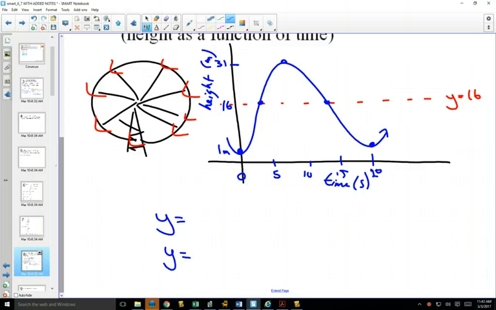So if we look at this, can you tell me what your D, A, and B values are? We're going to leave the C value out because that changes depending on which graph you pick. What's our D value? 16. What's our A value? 15, because that's our amplitude. What's our B value going to be? 2 pi over our period, 2 pi over 20.